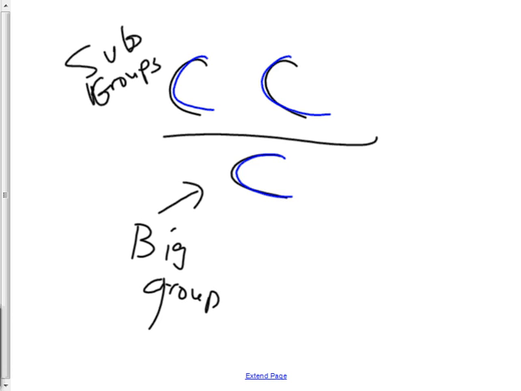I'll pause for a second. Let me try that one. Okay, let's see if you did this one right. You should have been thinking there's 52 in the big group of cards, and I'm choosing out 5. Raise your hand if you had that part right.